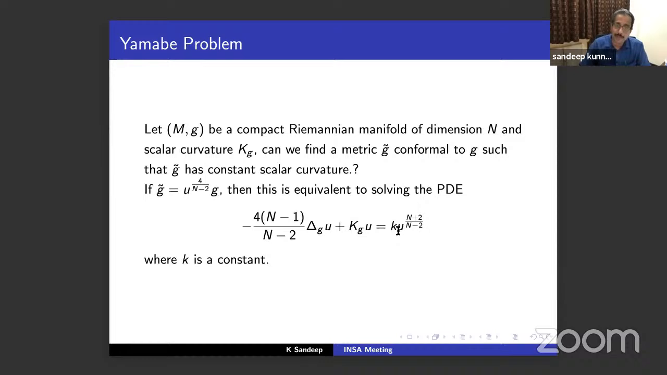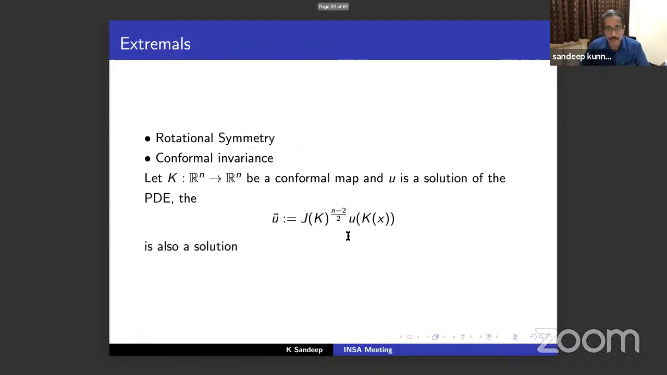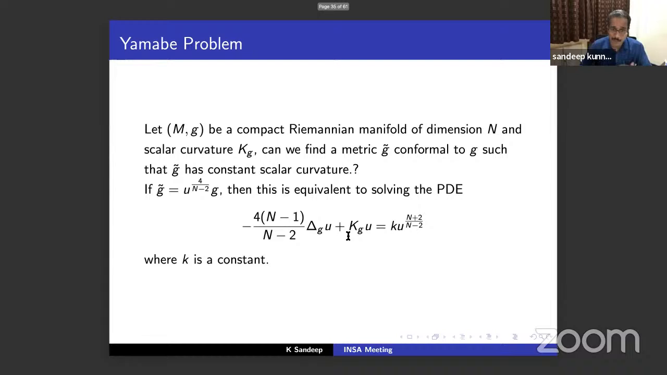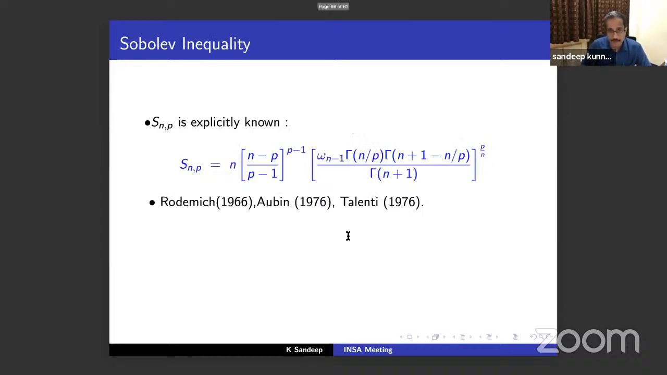So what I wanted to tell you is that in the solution of this problem, the extremals of this inequality, these functions which are the extremals of the Sobolev inequality, play a very important role. So the Sobolev inequality when p is equal to 2 is closely related to this kind of partial differential equations. And if you want to solve these kinds of partial differential equations, it's important that you have sharp inequalities, their extremals, and various other things. Okay, so this is the thing.